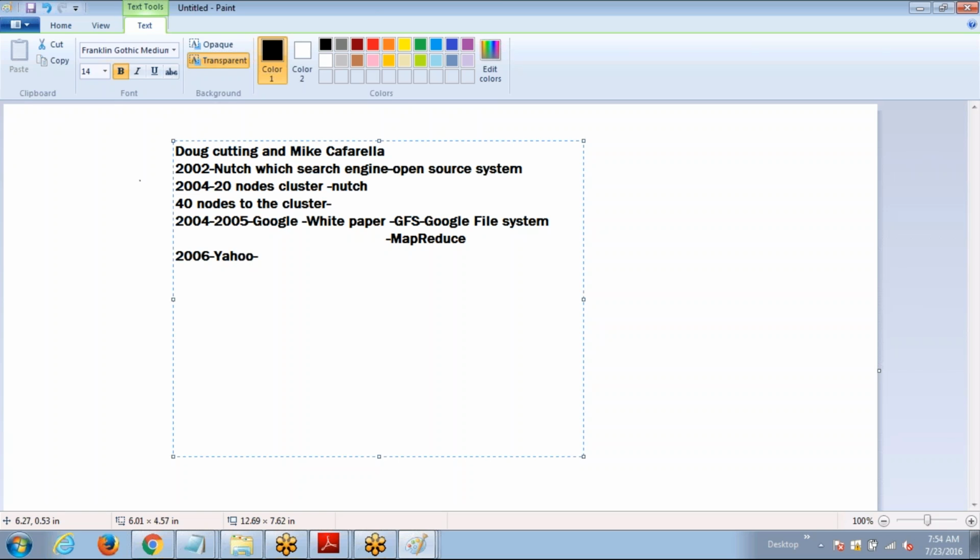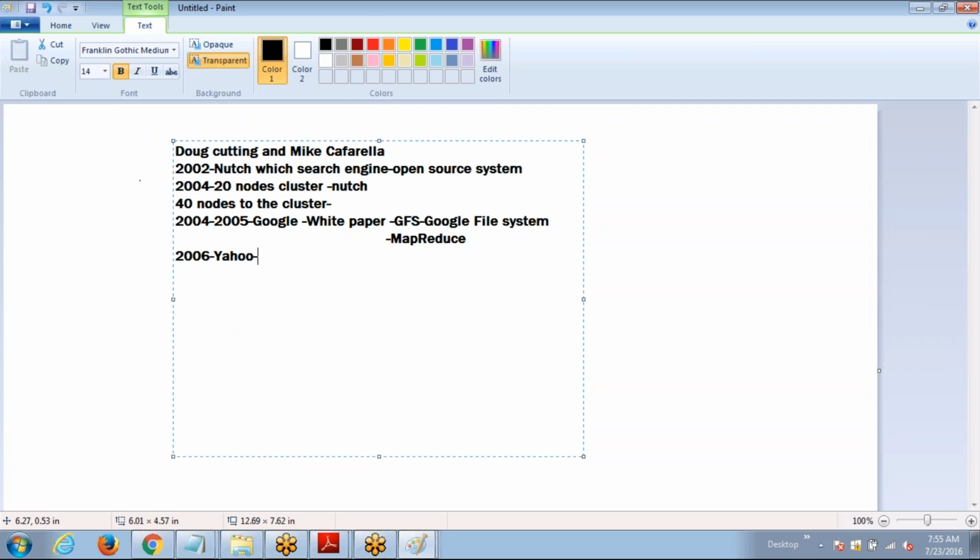Okay, in 2006 Yahoo came into the picture, and Yahoo contributed 20 people to them. They said they are providing 20 more people as a team, and also giving them more equipment, and they asked them to work full-time instead of part-time on the Nutch project. Okay, they started working on that.